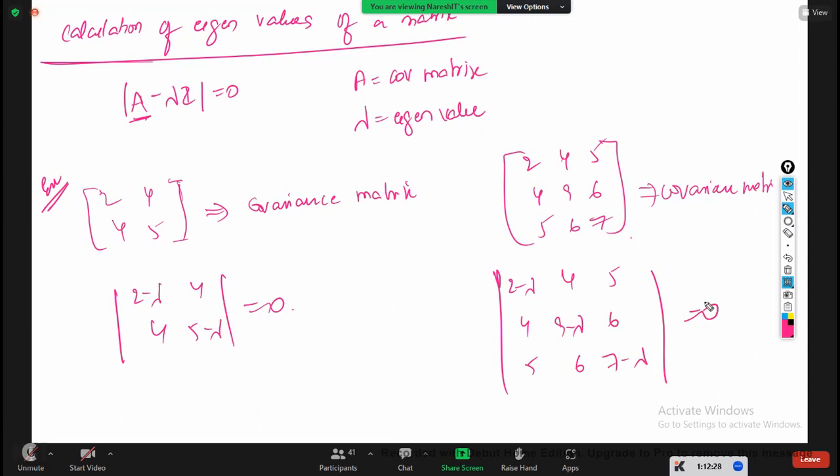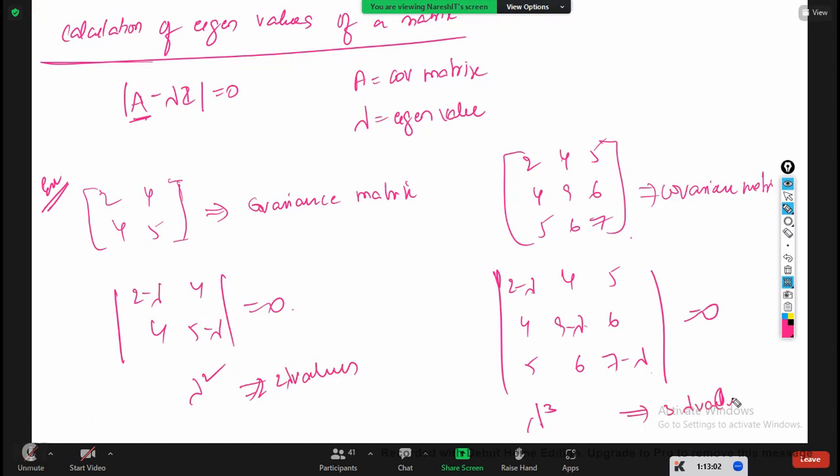We already know how to calculate the determinant of any matrix. Since I have 3 lambdas like this, I am going to get an equation of lambda cube. Whenever I get lambda cube, how many lambda values will I get? 3 lambda values. If the equation is lambda square, then I get 2 lambda values.